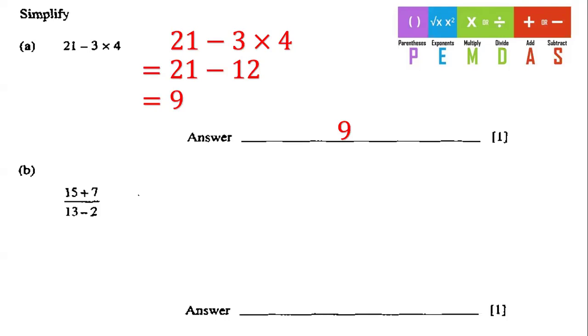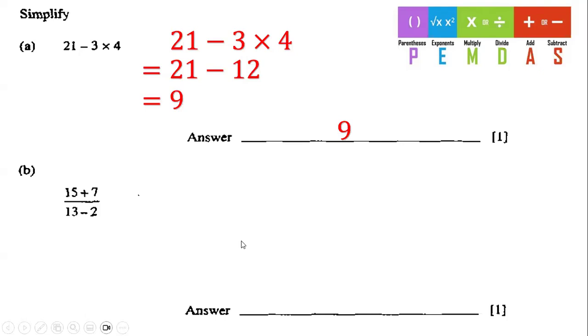Yeah, so don't do 21 minus 3. You have to multiply first, all right? So we multiply first. So we say 3 times 4, which is 12. Then we do 21 minus 12, which is going to be 9. Okay? All right, B. How are we going to do B?